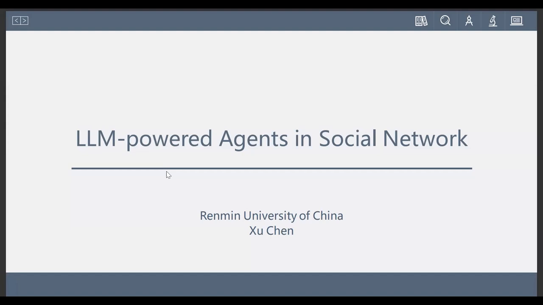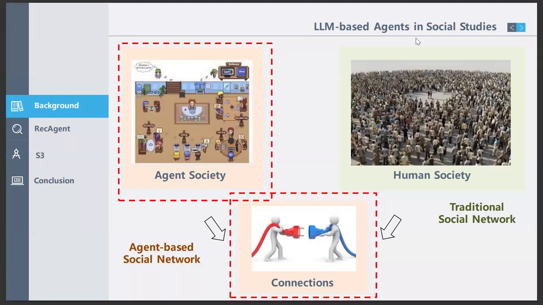And in this section, I will talk about LLM for the agent in social network. Social network is a well-established field in artificial intelligence. However, in traditional social network, we mainly focus on the social network composed of real humans.